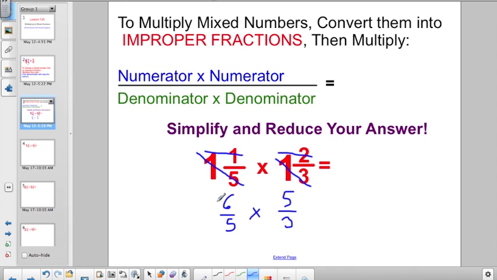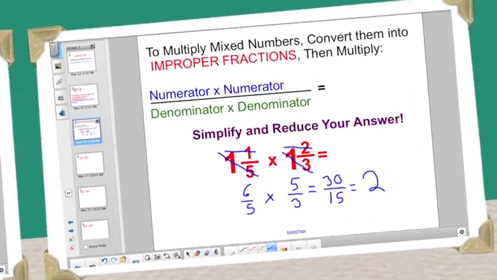So again, now multiply. 6 times 5, hey, that's 30 for the numerators. Let's look down at the bottom for the denominators. 5 times 3, that's 15. Simplify and reduce your answers. I could go ahead and reduce this first, but if I look at it close enough, I know that 15 divides into 30 2 equal times. There would be nothing left over, so 30/15 is equal to 2. So let's go ahead and try a few more of these before we turn you loose.